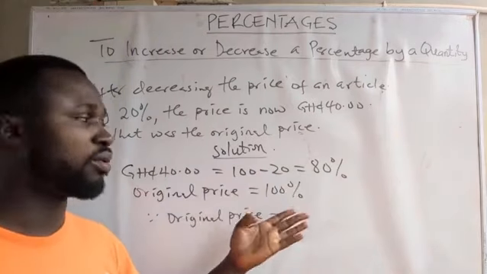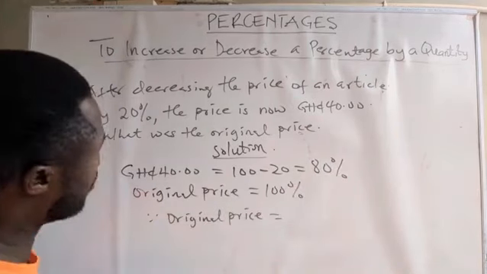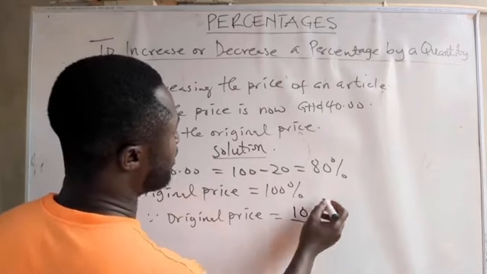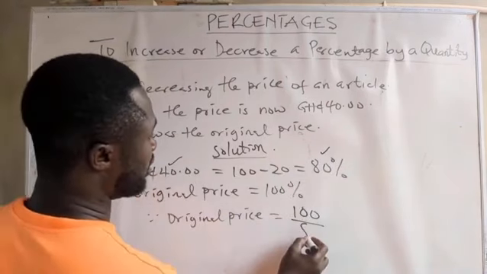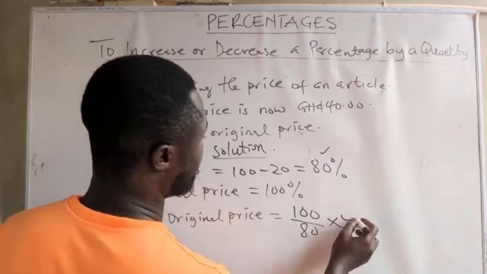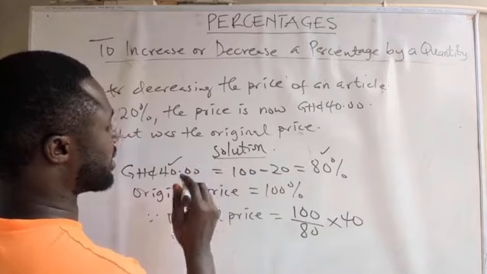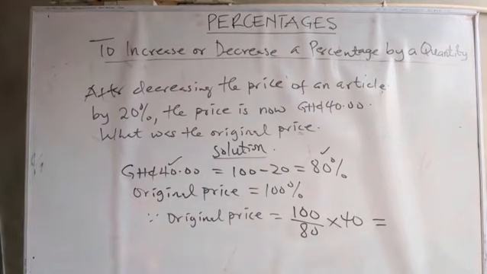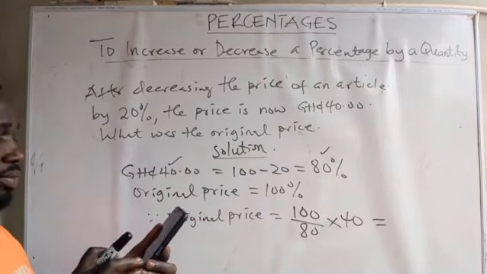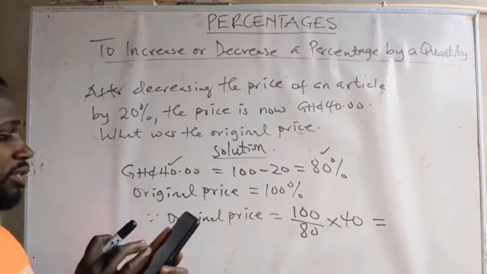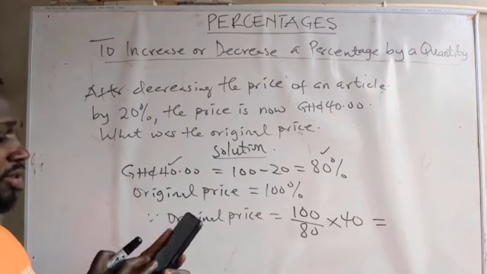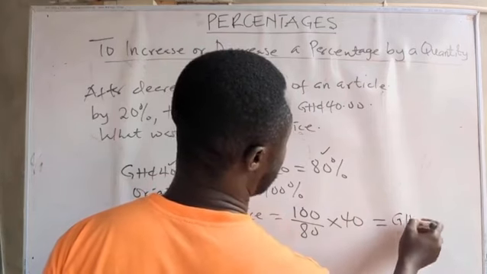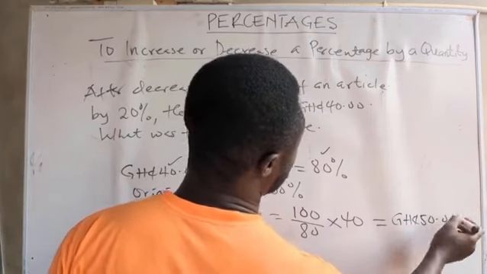And we know it will be more. So the less will divide. So since I'm looking for the value of 100%, the 100% becomes the numerator divided by the 80, whose value is known, times the 40. And so we divide percentage by percentage. Okay, and that will give us what? So 100 divided by 80 times 40, and that will give us 50 Ghana cedis.